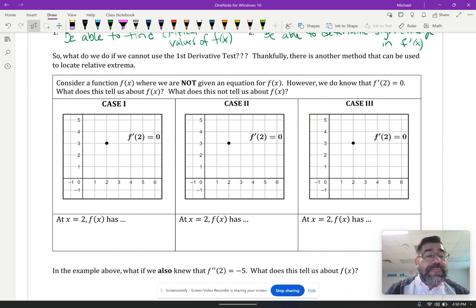Well, there's another method. So let's consider that there's a function, f of x, but we're not given the equation for f of x. However, we do know that f prime of 2 is equal to 0. So what does this tell us about f of x? And what does this not tell us about f of x? So let's look at each case.